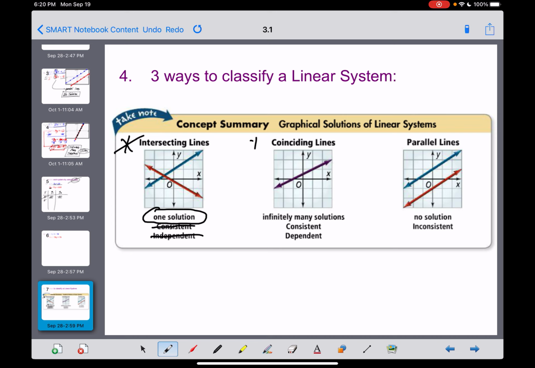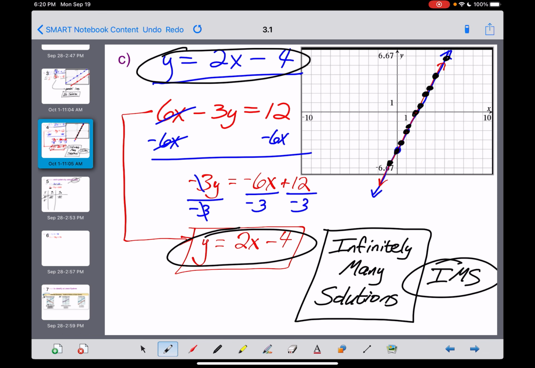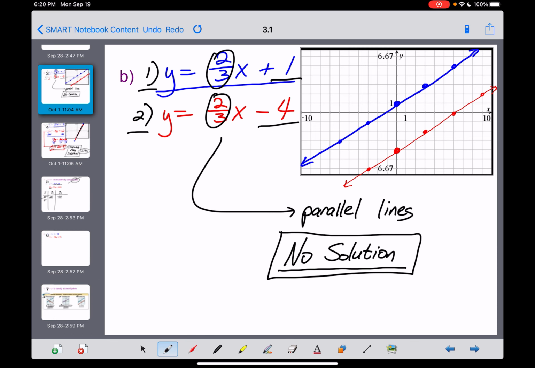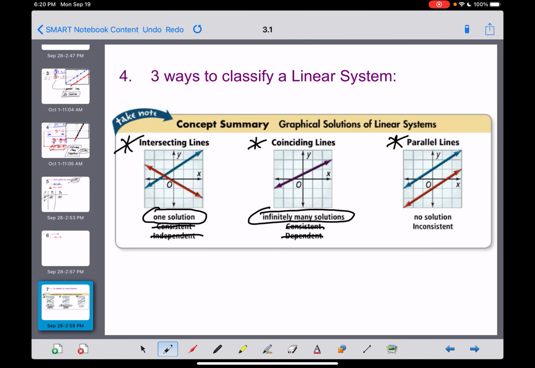The second thing they have drawn, I took this graphic out of your textbook here, coinciding lines. That was the example we did right here. That just means you're dealing with the same line twice. That's when we would say you have infinitely many solutions. And again, we don't need to worry really about it being consistent or dependent. And then this third example right here is what we did on our second example. When the two lines are parallel, they never cross, that's when you would say there is no solution. Let's not worry about inconsistent.